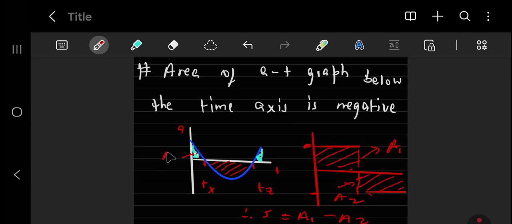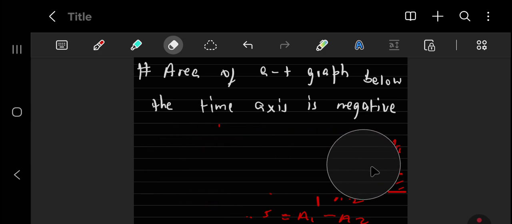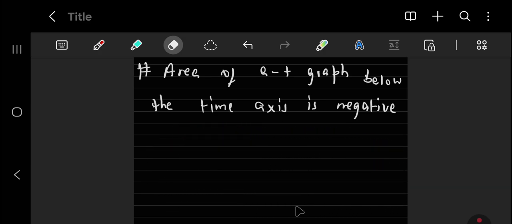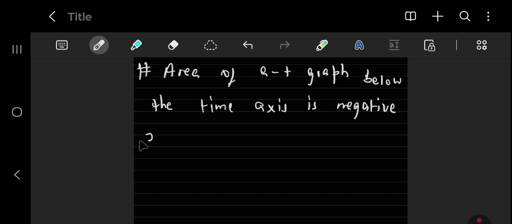It's the same thing with this one. If this one was a1, this is a2, this one is a3, then you would have your velocity equals a1 minus a2 plus a3. So you add the areas which are above the x-axis and then you minus the areas below the x-axis. Please remember this when you do these derivations. It's something I didn't mention in our previous video. Okay, now that we have gone past that, let's talk about given the acceleration position graph. Let's say this is what you're given.